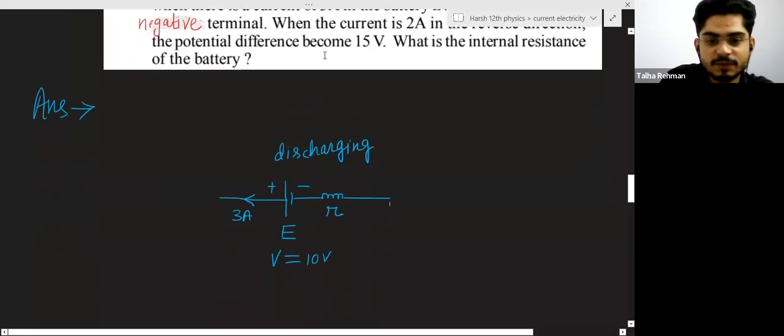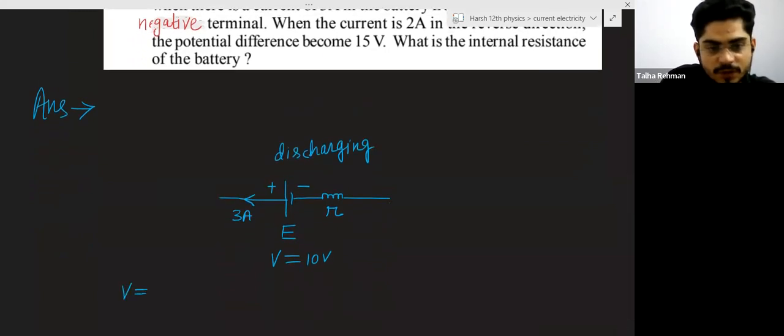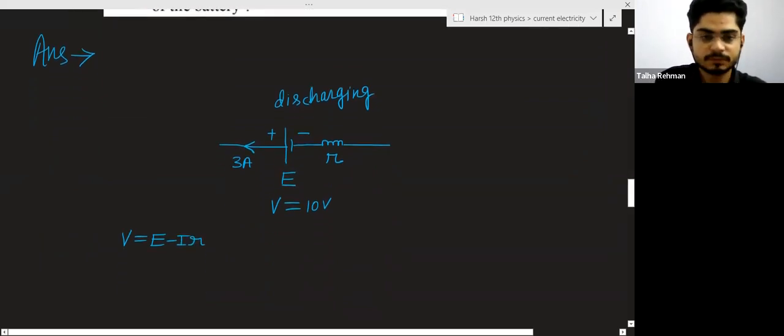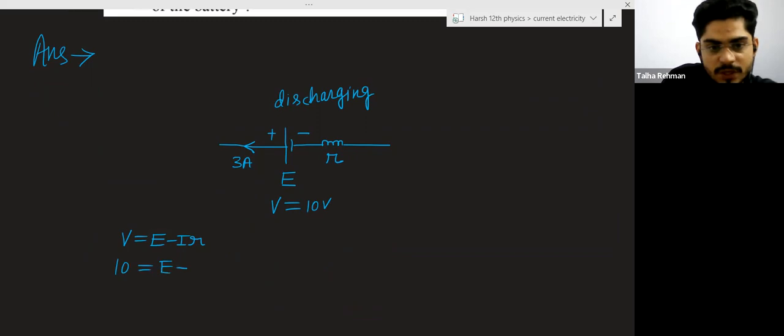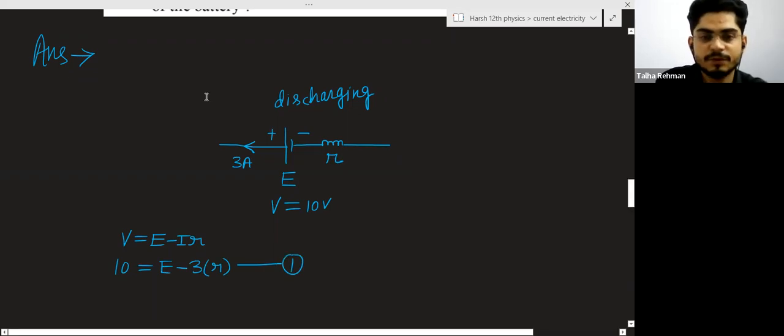So for the discharging, what is the equation of terminal voltage? E minus IR. So V is given as 10. E we don't know, I we know is 3, and R we don't know. So this is our equation 1.